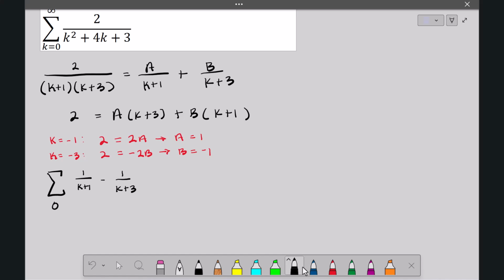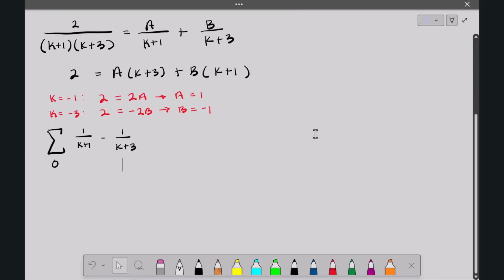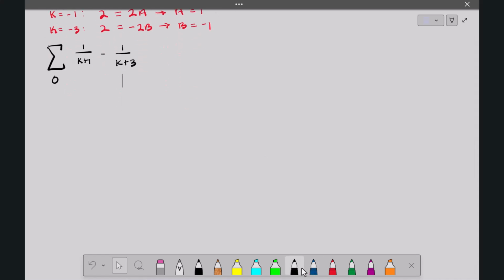This form is going to allow us to find S sub n. We need to find S sub n so that we can then take the limit of S sub n in order to get the sum of the series. So S sub n is the sum of the first n terms of the series. We have to be careful here because this series starts with an index value of 0. So that means that the first n terms will look like this. The first term is found by plugging in the first index value of 0. So we're going to get 1 over 1 minus 1 over 3. So this is the first term.